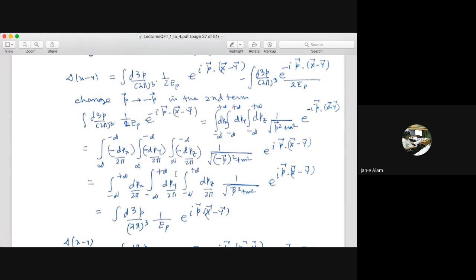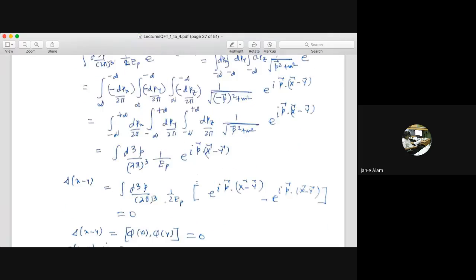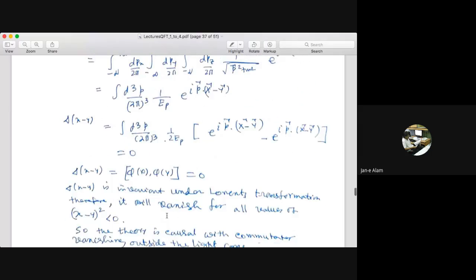So this will not change at all. Only this exponential will change the sign, and the other exponential will change the sign. So if the exponentials change the sign, then the second term and the first term become the same, so it becomes 0. So the commutator for this space-like domain becomes 0.